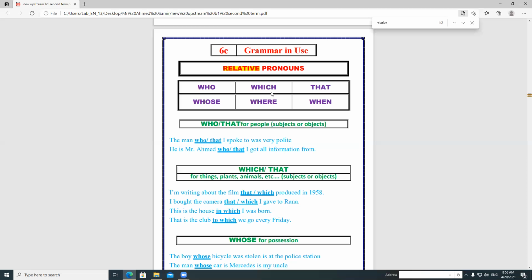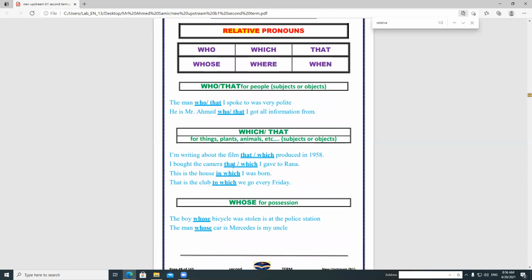The second relative pronoun is which, and we use which for things, any kind of things, plants, animals, anything. So when I'm talking, for example, about a club, camera, or even a cat, dog, anything which is not people, we are using which as a relative pronoun.